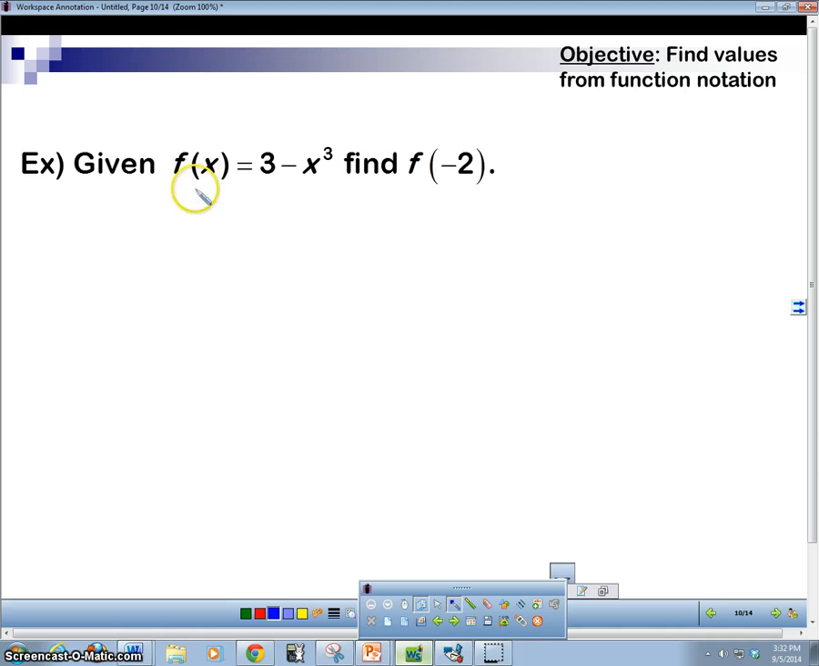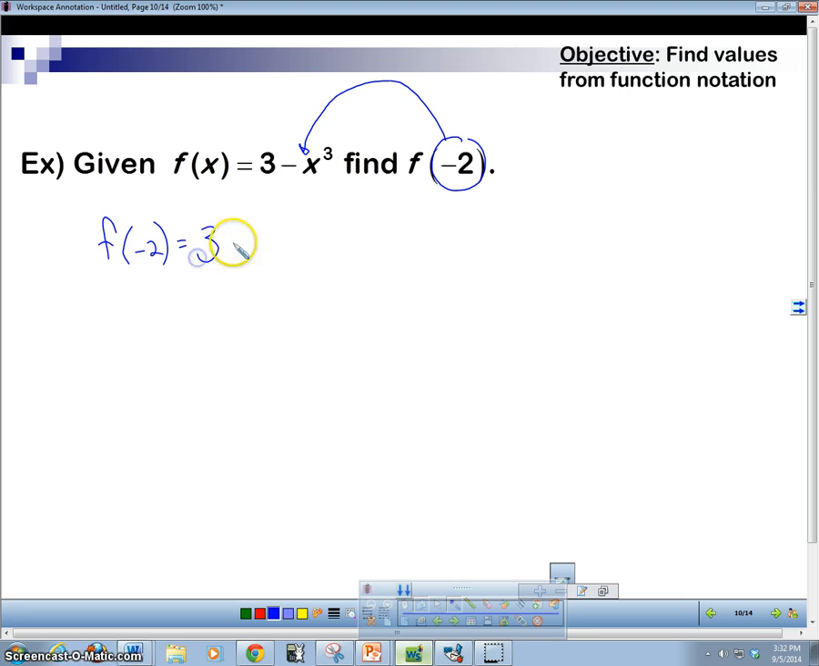Let's suppose we're given a function like 3 minus x cubed, and we want to find f of negative 2. So this negative 2, we're going to plug in where we see an x. So f of negative 2 is 3 minus negative 2 cubed, and we're going to want to put that in parentheses. We're just going to evaluate that. Negative 2 cubed is negative 8. So 3 minus a negative 8, we change it to plus. So 3 plus 8 is 11.